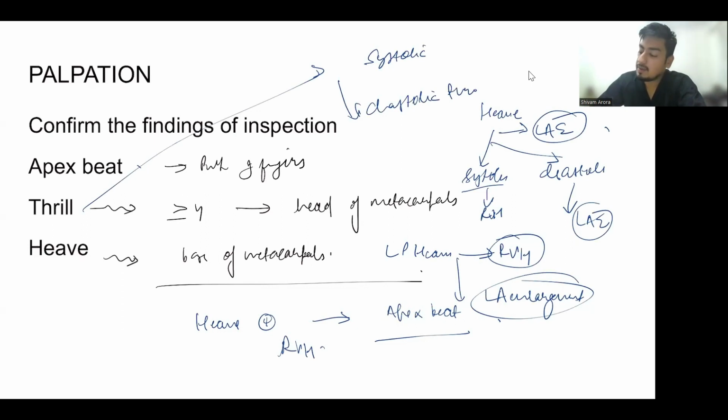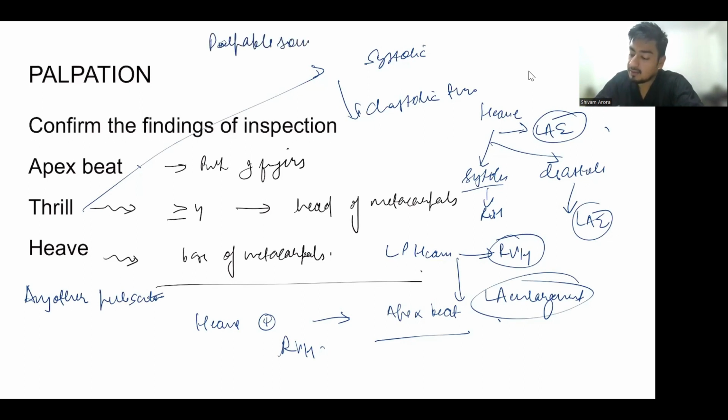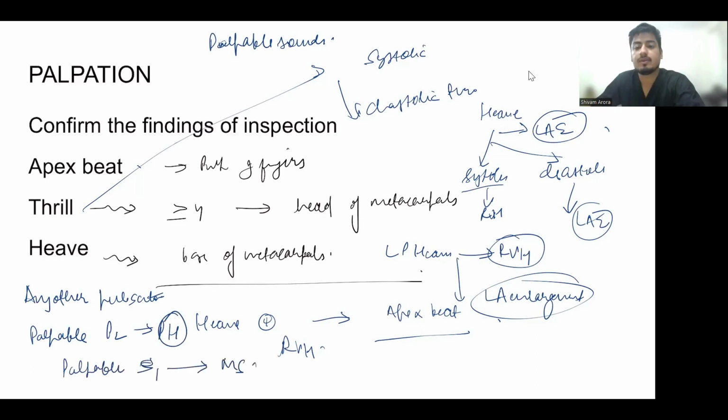Another thing to look for in palpation is whether any other pulsations are felt over the precordium, like epigastric pulsations, which can be felt in RVH, or pulsations in any other areas. We can also look for palpable heart sounds in palpation. Like palpable P2 in the pulmonary area can be there in cases of pulmonary hypertension. Palpable S1 can be there in mitral stenosis.